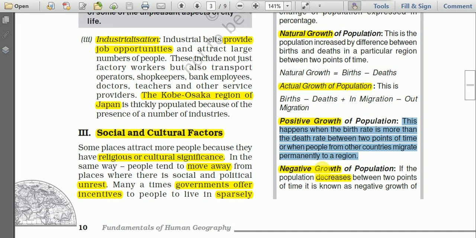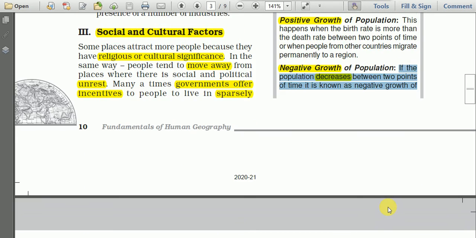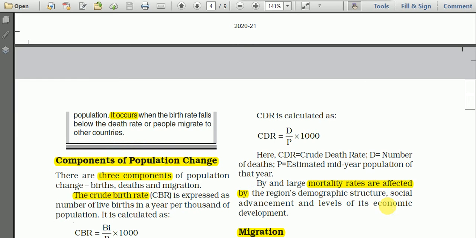And negative growth of population: if the population decreases between 2 points of time, it is known as negative growth of population. Negative growth means a decrease in the number of population of a country between 2 points of time. So are you clear? Any question from your side?